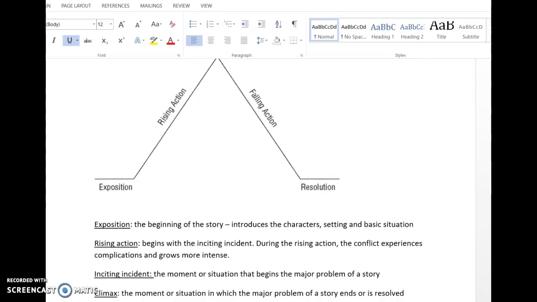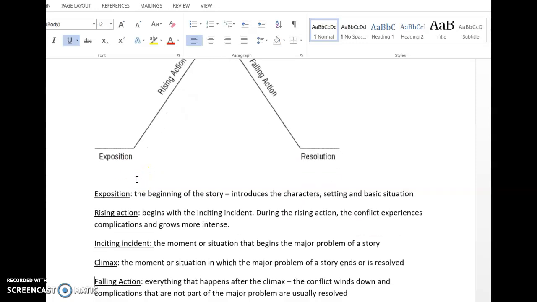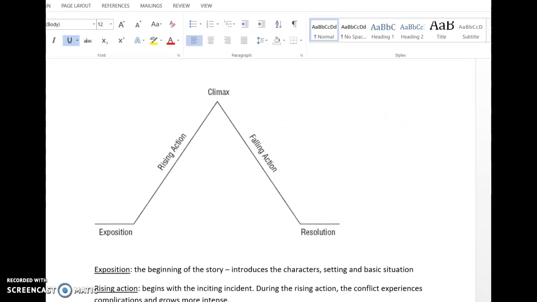Again, the inciting incident, which we've talked about with all the stories we've read this year, is the moment or situation that begins the major problem of the story. That happens right at the end of the exposition, right here where the base of the plot mountain is, right where my mouse is right now. Okay, then the climax is at the very peak of our plot mountain at the top there.